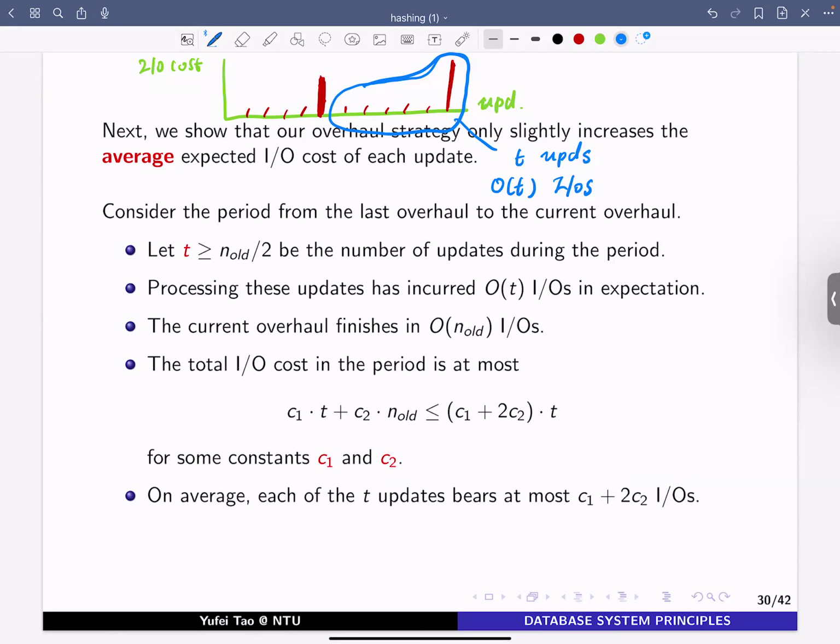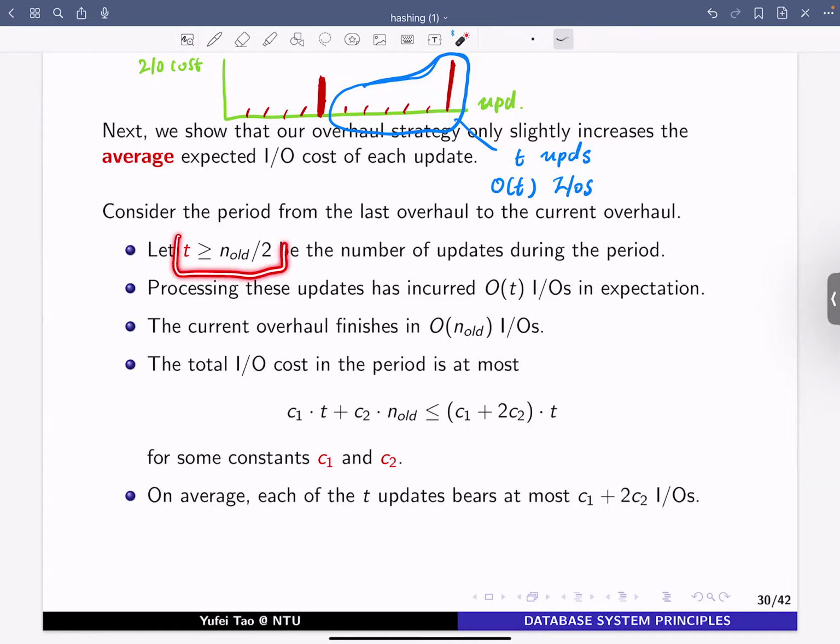So it will be slightly higher. Before it was a constant, and now it's still a constant. However, it's maybe a slightly larger constant, and this is the objective. So let's do the analysis.